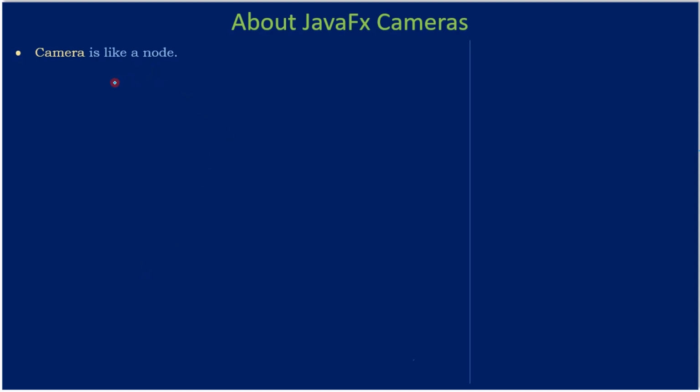So like a drawing node or UI node, camera is also treated as a node. So camera is a JavaFX object and it is treated as a node. So camera can be positioned and added to the scene graph, just like how we positioned our 3D objects like box, sphere, cylinder. The same way you can position the camera in the 3D space. Then you can add that to the scene graph.